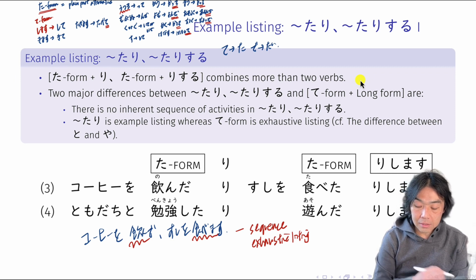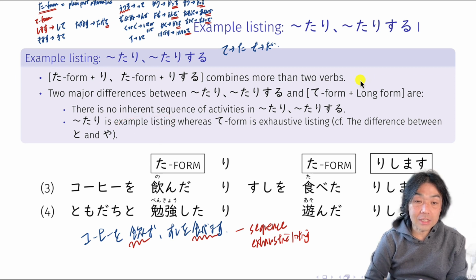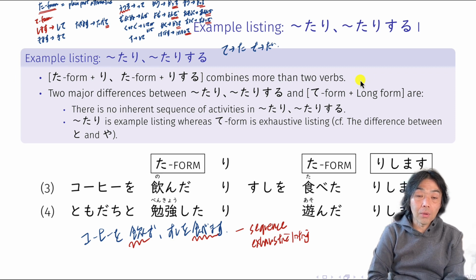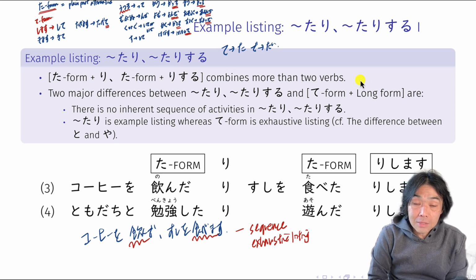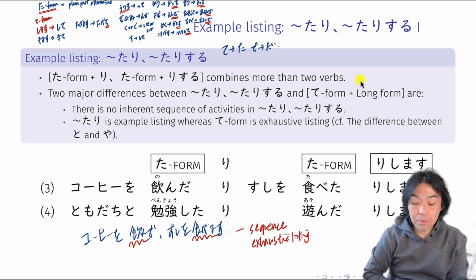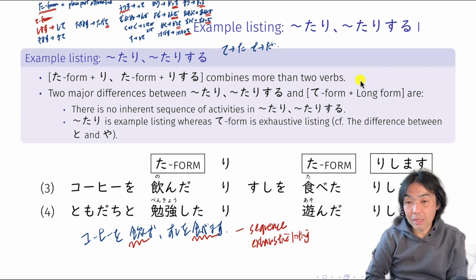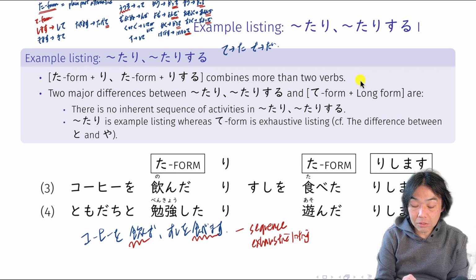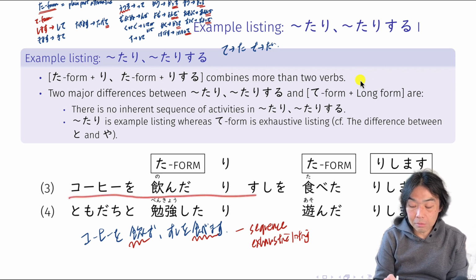The second thing is that tari tari is what we call example listing. In other words, these are just examples of what you did. So this implies that you might have done something else. You're just presenting examples, and you might have more things you could have talked about. Right? So maybe you drank tea or you ate pizza. We just don't know because you're just presenting some examples.